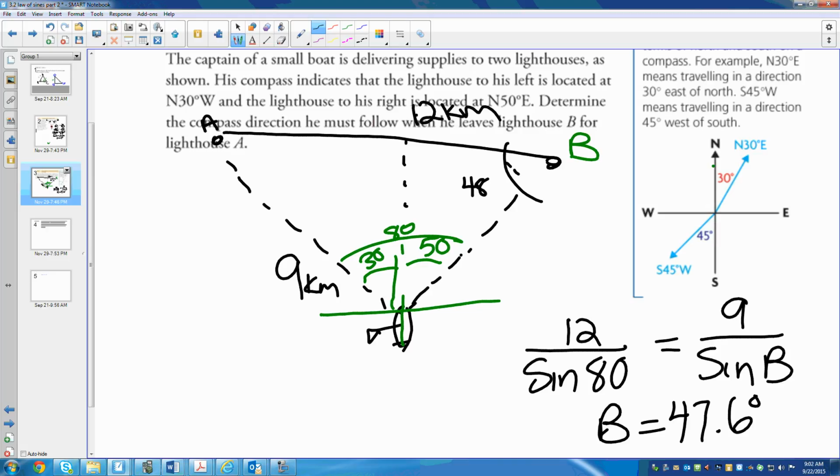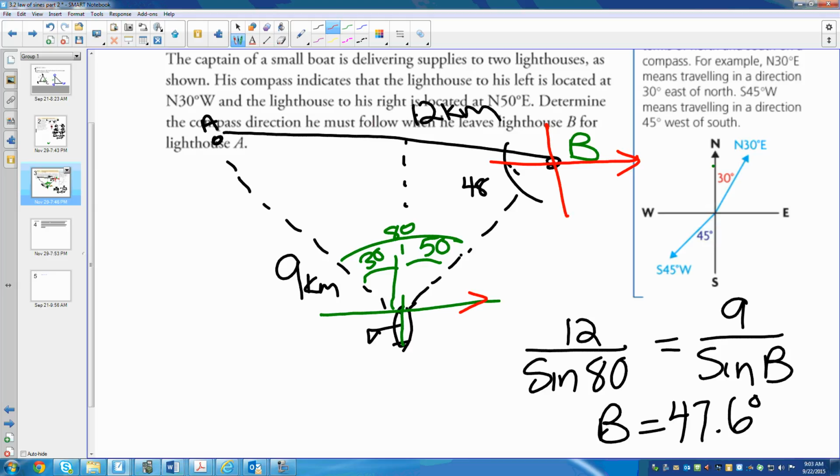So we need the direction when he leaves Lighthouse B. So on Lighthouse B, to get a direction, I need a north, south, east, west line, okay? Now what do you know, and this is where I was getting at yesterday already. This east-west line is parallel to this east-west line, okay? So what does that mean? We're bringing back Unit 2. That's what it means. What do you know about parallel lines?